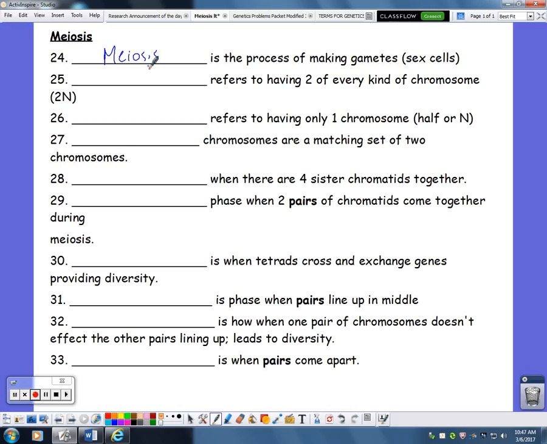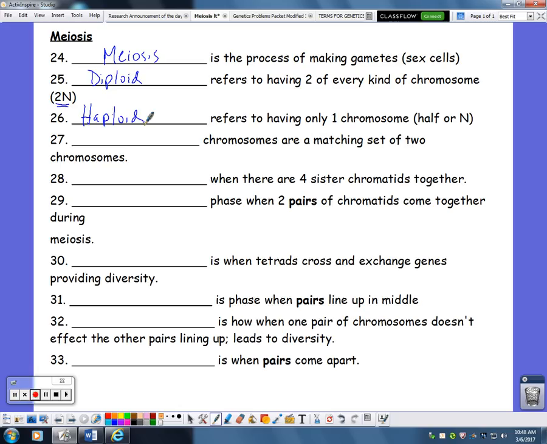Number 25. Blank refers to having two of every kind of chromosome. Diploid. And remember, we usually refer to that as being 2N. Okay. And what refers to having only one set of chromosomes, half or N? In other words, haploid. It should have been monoploid or uniploid, but they called it haploid for some strange reason.